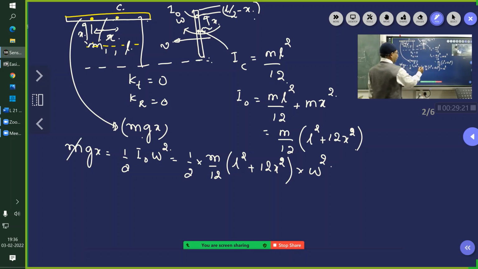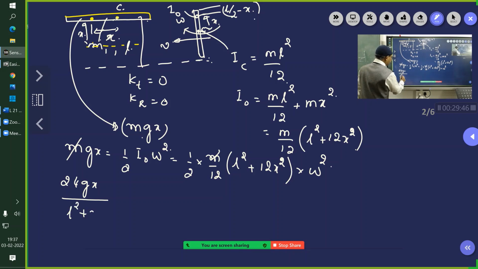Okay, so here m will cancel on both sides and g into x will be there. So straight away we'll have to write 24 gx, divided by L square plus 12 x square, will be equal to omega square. See whether you will get this equation. Yes, I got it.